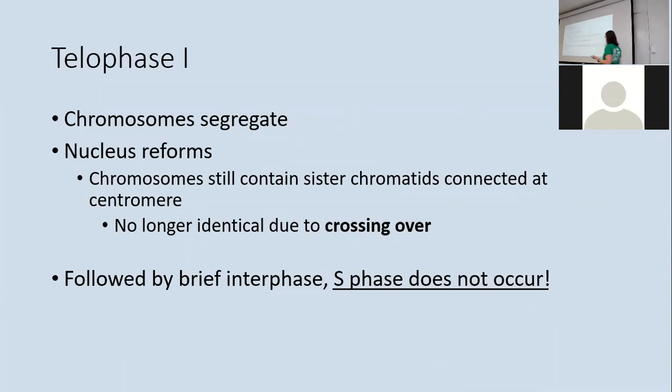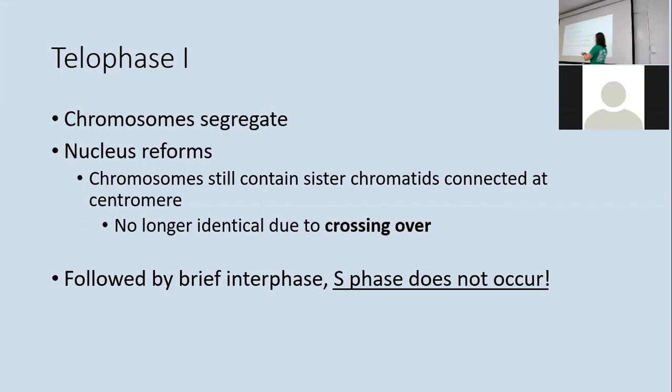Telophase is just reverse prophase, and it looks roughly the same. Chromosomes segregate to opposite sides. We remake the nucleus. Everybody divides, does their thing. Now the chromosomes are still pairs of sister chromatids, so we didn't pull them in half, connected at their centromere, but they're no longer identical. You remember mitosis, we had these sister chromatids, and they were identical. So we were making 2 identical cells.